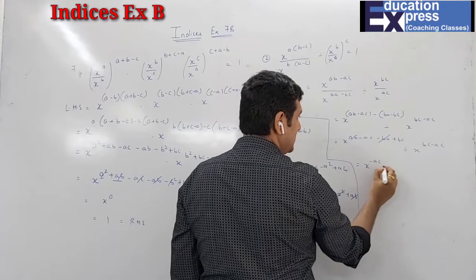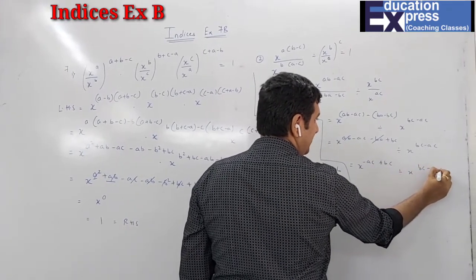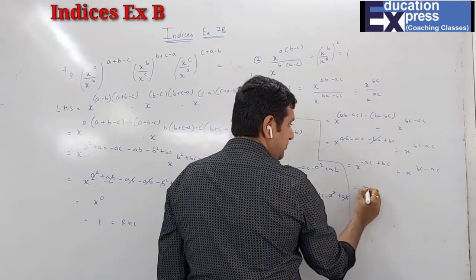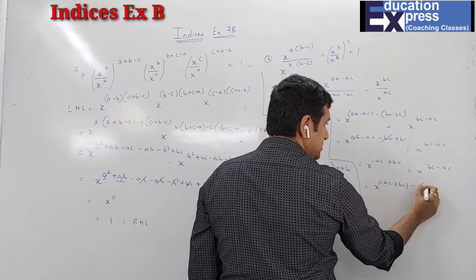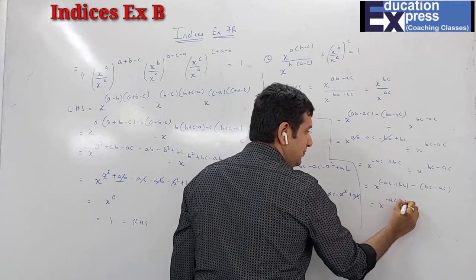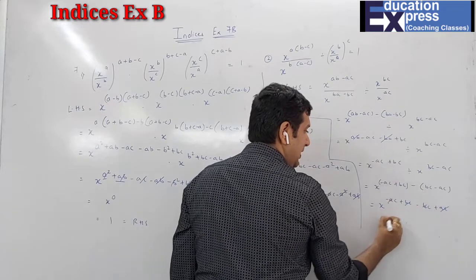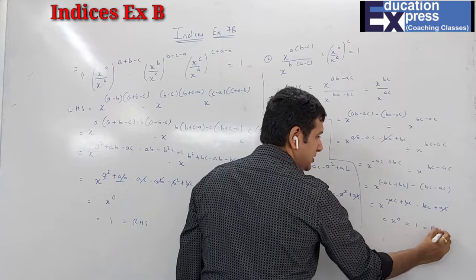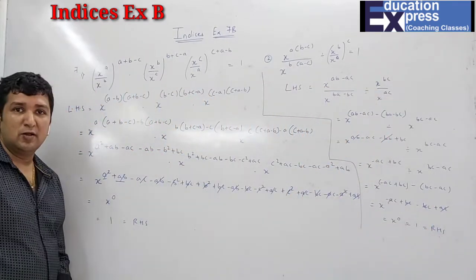Now again students, you can see again the bases are same and there's a division sign. Bases are same, so again subtraction: minus AC plus BC minus BC minus AC. So x raised to minus AC plus BC minus BC plus AC. Again x raised to 0 is 1, and hence that equals the RHS. So then you can just write the question and say it's proved. Question number 7 also is done.